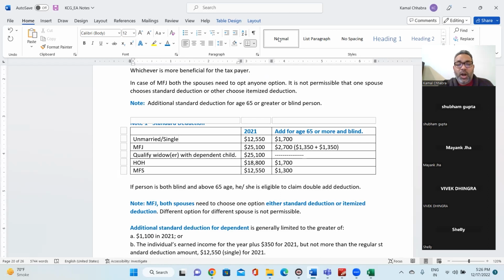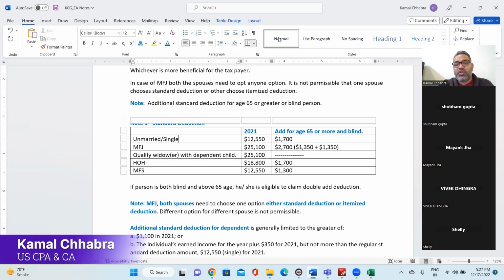And then if you see head of the household, even a single person who is maintaining a dependent child can claim head of household position. And their standard deduction is 18,800 compared to 12,550. If you have chosen only single status, then you might have taken a deduction of 12,550. But if you are taking care of any dependent in your family, then you can claim head of the household. We discussed all the requirements for head of the household. Hope you remember or have gone through the notes.